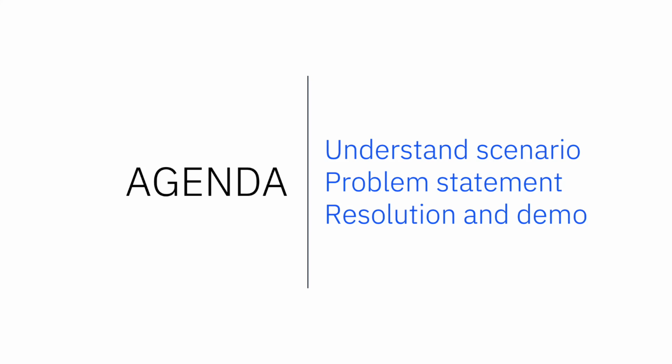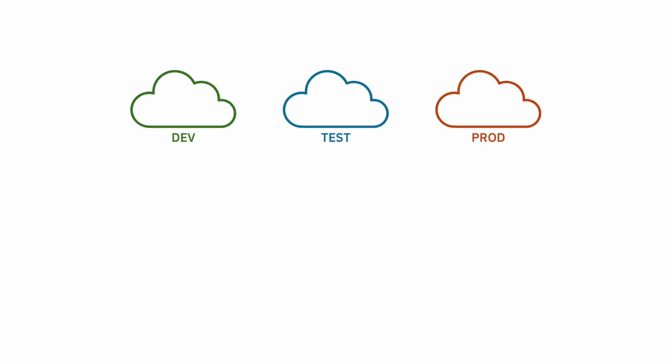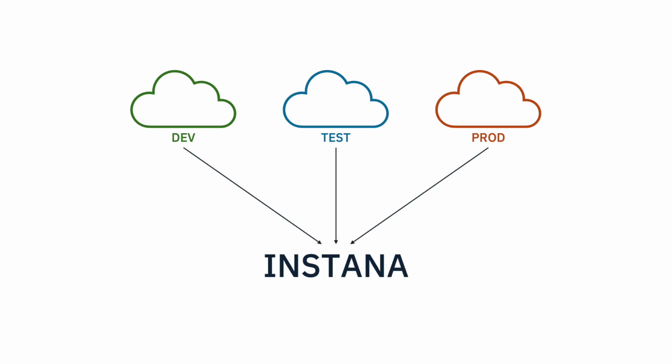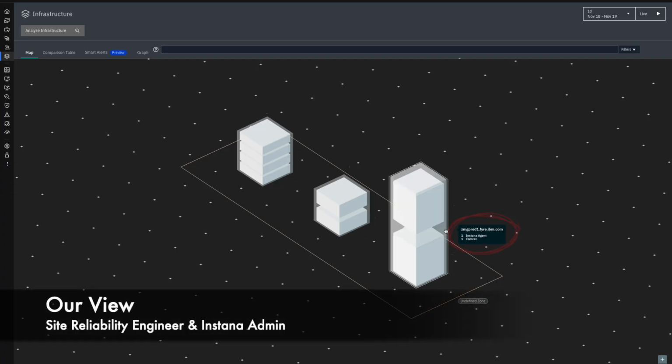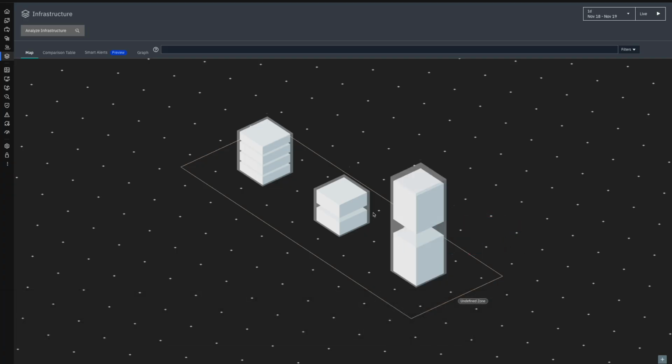I'll point out some problems with the scenario and show how we can use perspectives and role-based access control to resolve them. We are an SRE that is responsible for maintaining the IT infrastructure that supports our company's business applications. We have 3 environments set up that are all monitored by Instana. We can see that here by visiting the infrastructure page in Instana.